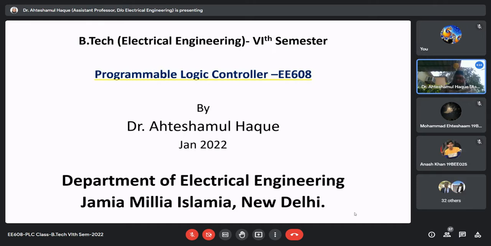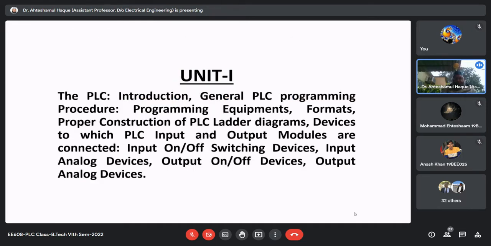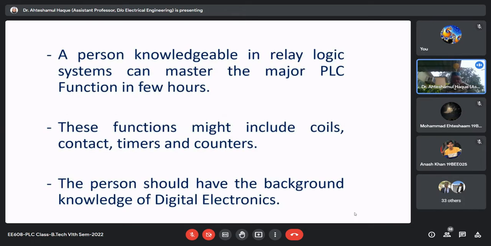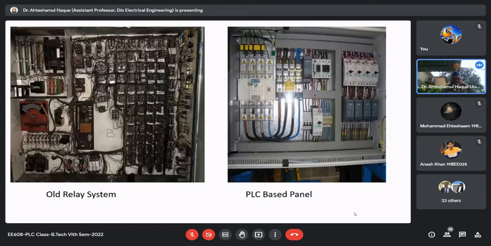Yes, sir. Okay. So we started our discussion on Unit 1 of PLC, the basic introduction to the programmable logic controller. In this, we discussed the old relay system and compared it with the PLC-based panel. And we saw that there were issues in the old relay system, and that is why, as we know, need is the mother of invention. So it was required to find a new technique for making the system error free, more robust and more automated.